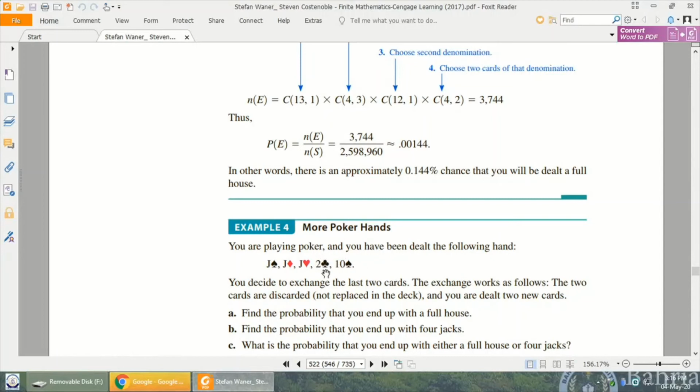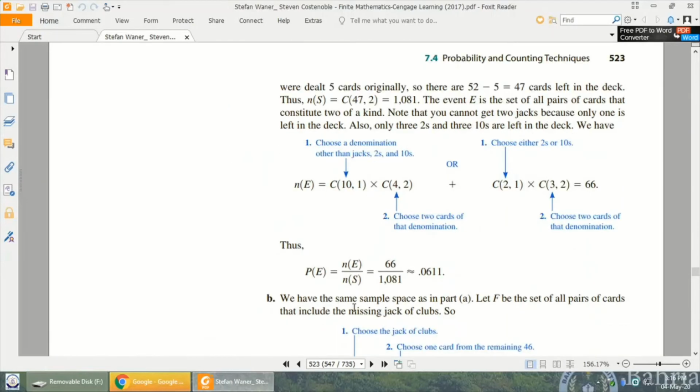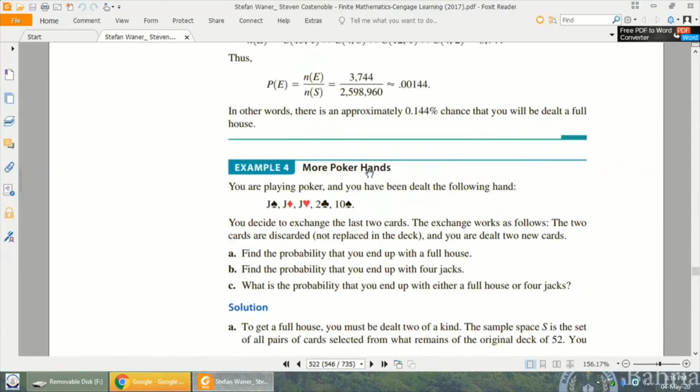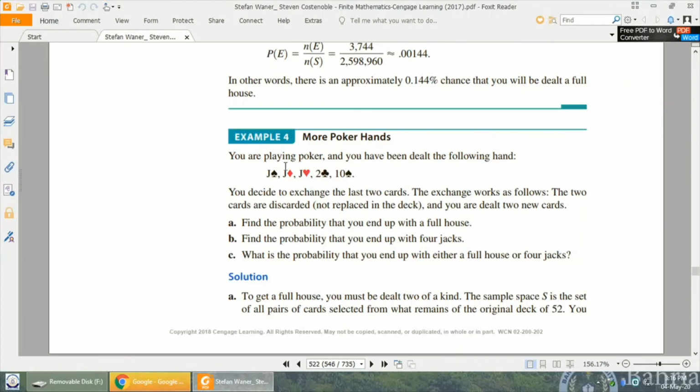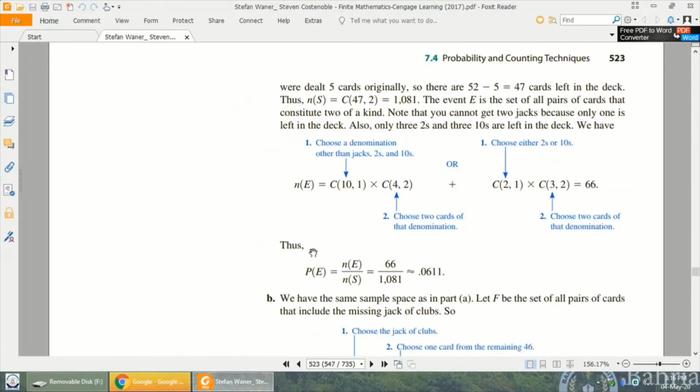If you want to end up with a full house, so at least you need to have 3 of one combination. So either you could have these 10s and 2s removed, like they have mentioned here. You can have a denomination other than jacks, 2s and 10s. Jacks, 2s and 10s, if you remove from 13 denominations, 13 minus 3, jack, 2 and 10. So then you could have 10 left. So 10 possible outcomes for 10 denominations when 3 have been removed. Because you have 3 and then you have 2s and 10s, and you don't want 2s and 10s in this case, that's why. So you remove those denominations.